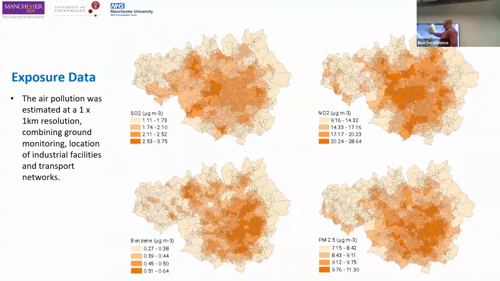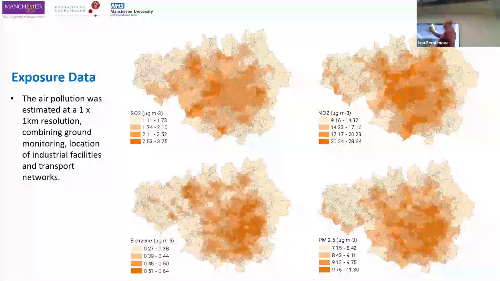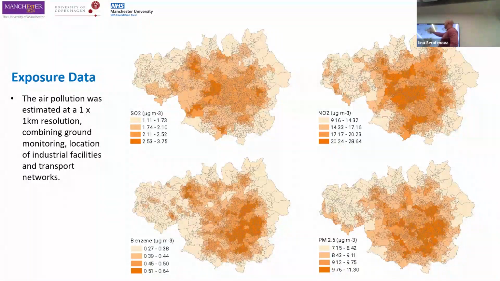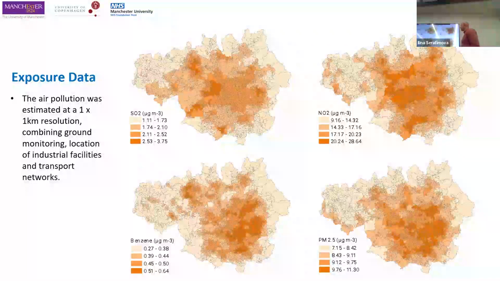pollutants. For example, SO2, I believe this is around the Salford Quays. So you imagine this high concentration is potentially from shipping. We see NO2 is concentrated in the centre of the city. You see this in lots of other big cities around the UK, primarily from vehicle emissions. And for PM2.5, you see higher concentrations in the southeast. Same with benzene. Also roads here. It's a very industrial area as well.